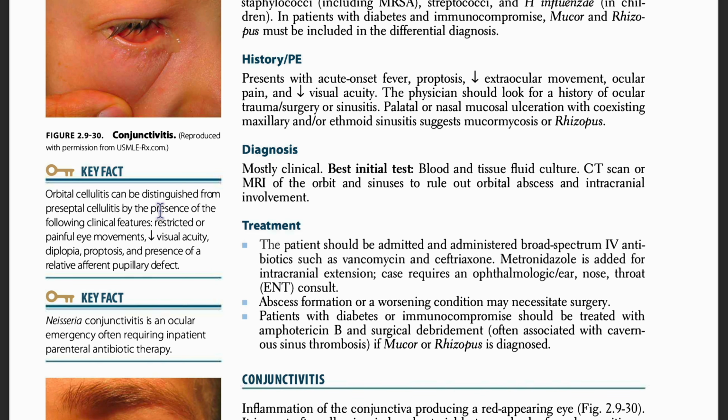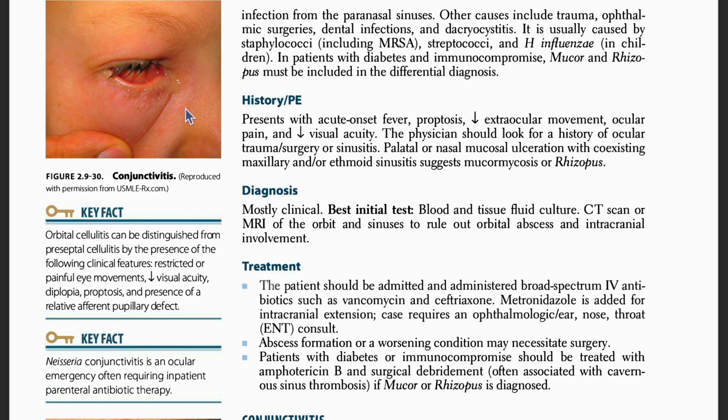Key fact here is orbital cellulitis can be distinguished from preseptal cellulitis by the presence of the following clinical features: restricted or painful eye movements, decreased visual acuity, diplopia, proptosis, and presence of a relative afferent pupillary defect. Okay, so here with the cellulitis, we don't know if it's inside or outside, right? If it's behind the septum, it will have restricted or painful eye movements, decrease in visual acuity, diplopia, proptosis, and presence of relative afferent pupillary defect.